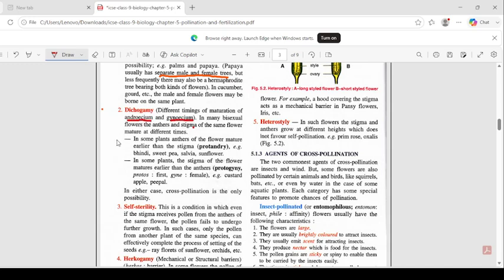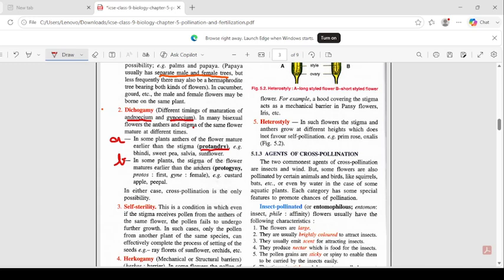If the male part matures first, we have two options here, A and B. In option A, if anther matures before carpel, or you can simply write if stamen matures before pistil, then that condition is called protandry, and we find this condition in sweet pea, okra, as well as salvia and sunflower. Any one example you should remember.